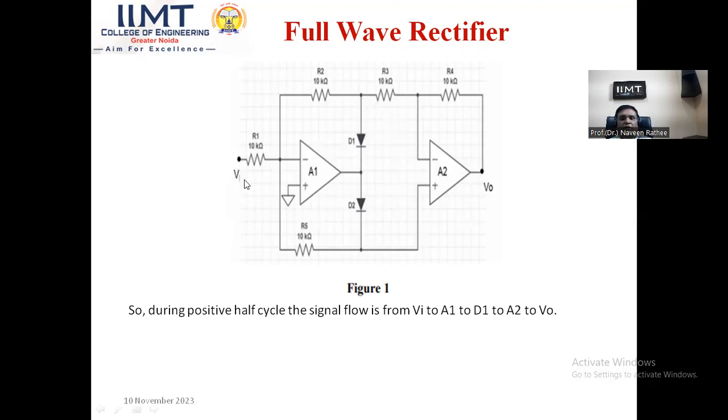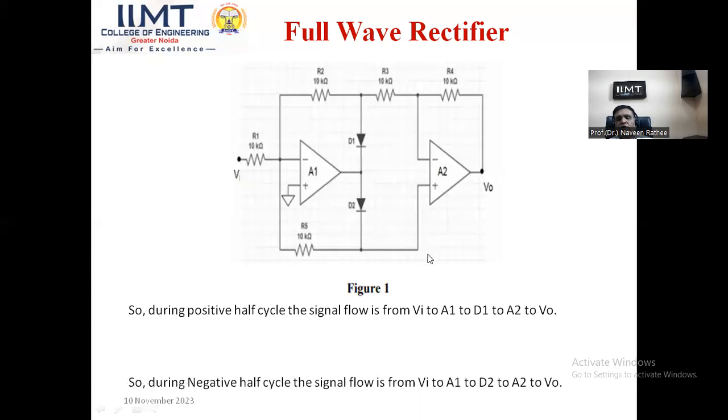Now, what will happen during the negative half cycle? Let us see that scenario also. When I apply a negative half cycle, the phase will shift and it will become positive over here. Positive is connected to the negative over here, so now the process is reversed. D1 gets reverse biased and D2 gets forward biased. When D2 is forward biased, the current will follow this path, which is short circuited, and goes to the non-inverting terminal. So again, positive output will be available.